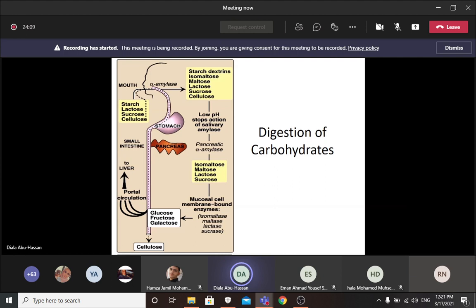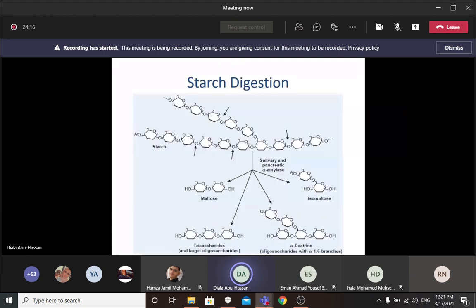Okay, so let's just have some larger pictures when we talk about the alpha amylase and how it acts on the linkages inside a starch. And this is the starch molecule. This is the main chain. This is one branch. This is the alpha-1,6 linkage here. All other linkages or bonds are actually alpha-1,4. So the salivary and pancreatic alpha amylases act on the same linkage as you can see in here. So it's going to be just these linkages that can be broken down.